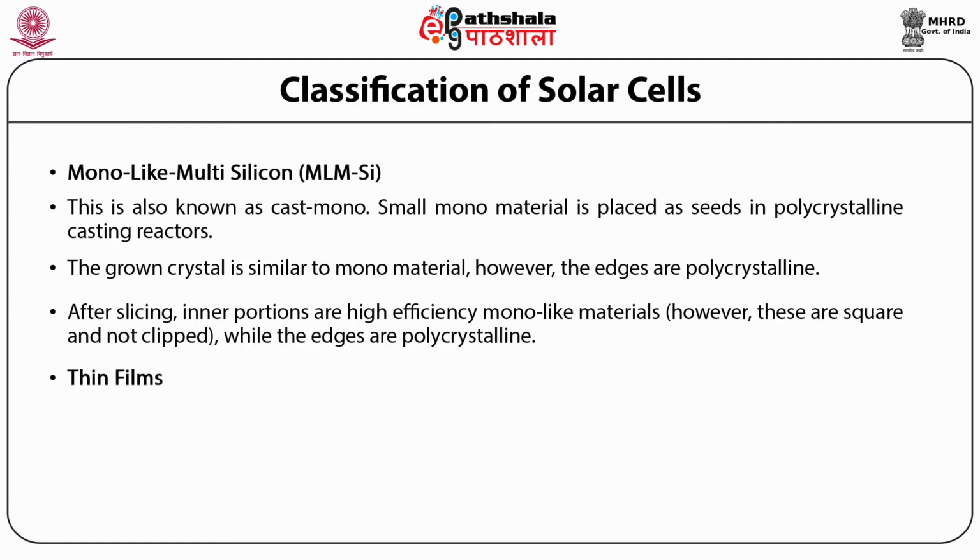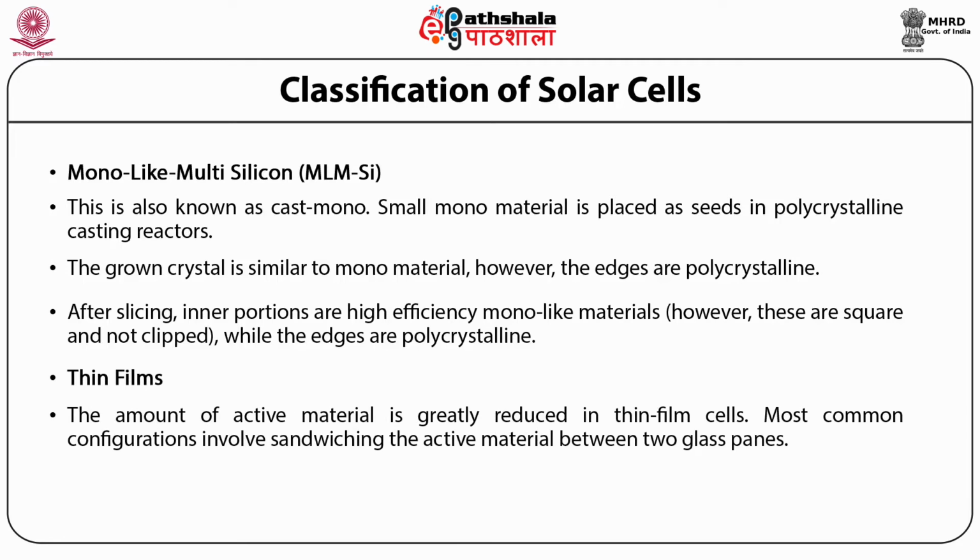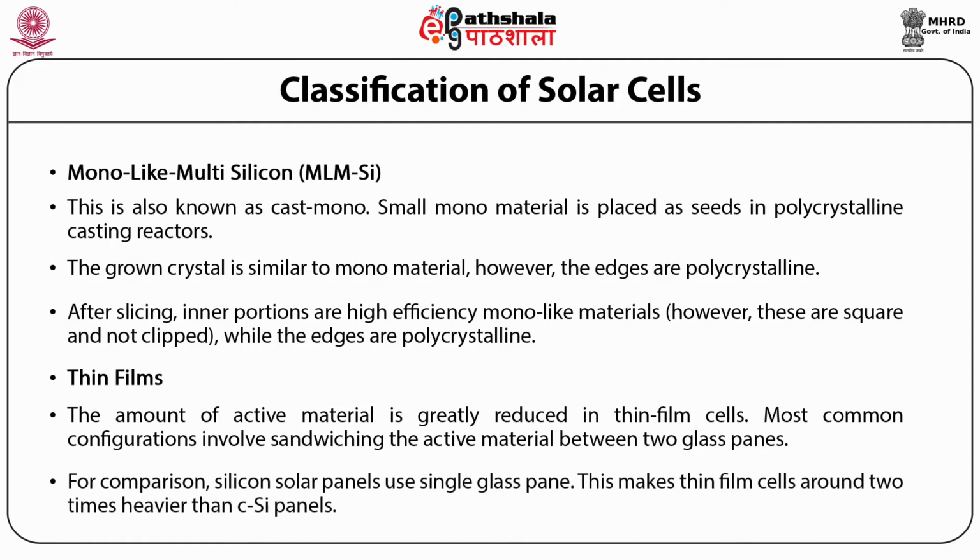Next is thin films. The amount of active material is greatly reduced in thin film cells. Most common configurations involve sandwiching the active material between two glass panes. For comparison, silicon solar panels use single glass pane. This makes thin film cells around 2 times heavier than silicon panels. However, the ecological impact estimated by analyzing life cycle of thin film based cells is smaller.